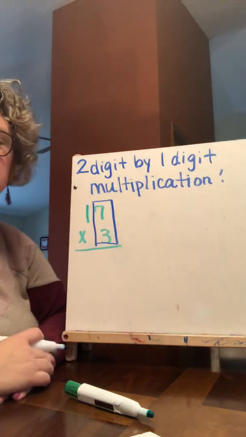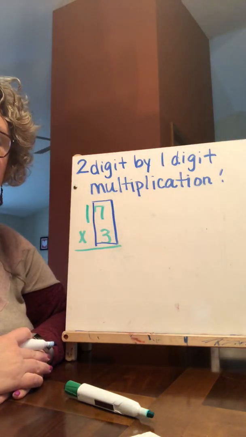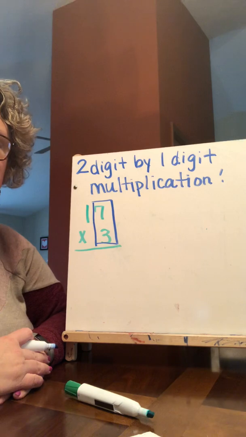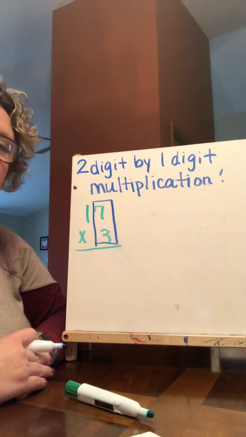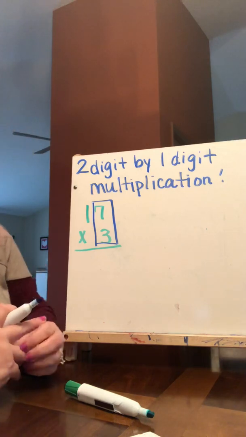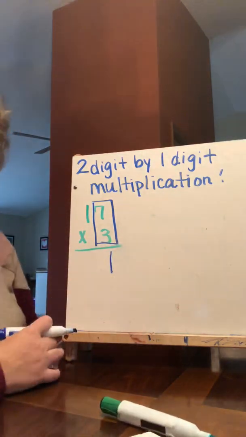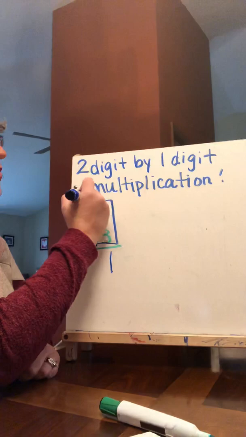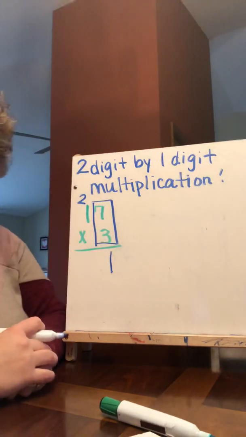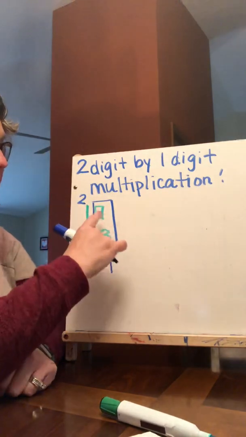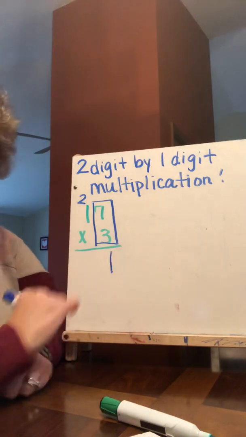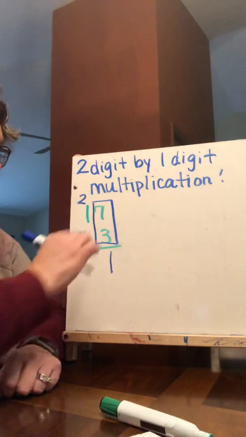So you're going to start by doing 7 times 3. 7 times 3 is 21. Just like when you add, you want to put the number that would be in the ones place down below, and then you want to put the 2 over the 1. So I know that 7 times 3 is 21. I drop my 1, I put my 2 over here.